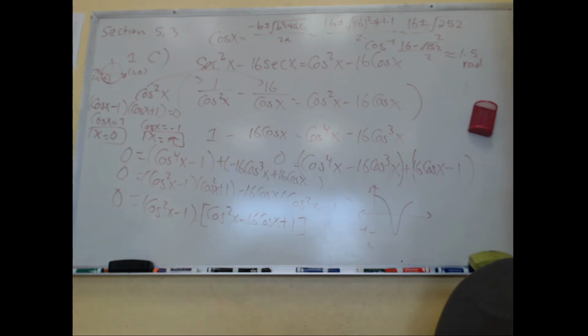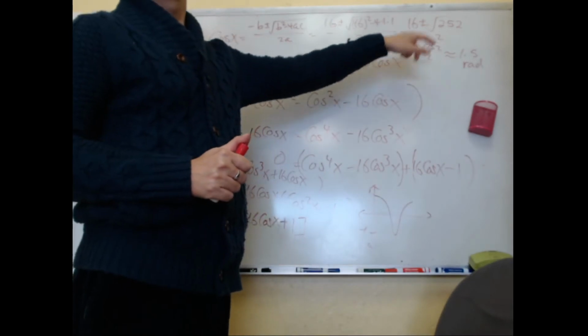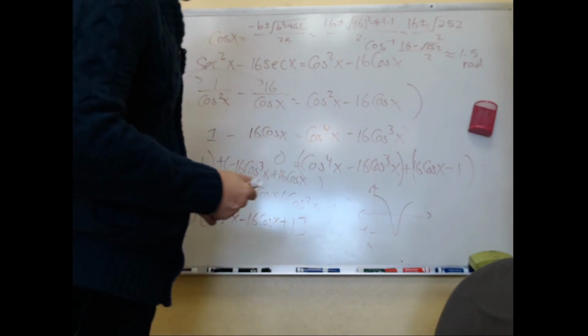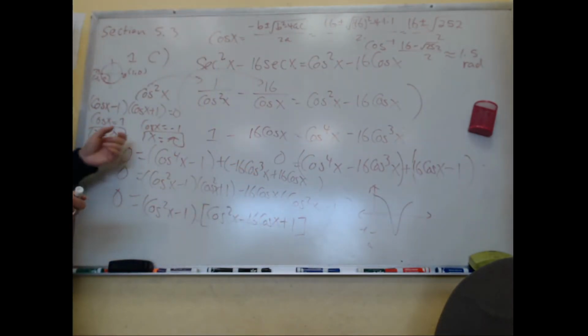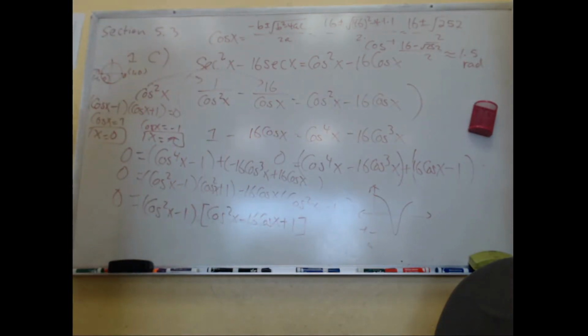What about the positive? Positive is not part of the solution? No, it's not. If that's a plus, then that's going to be a big number, greater than 1. So we only got 3 solutions: 0, pi, and 1.5 radian. So what do you think about this type of problem?